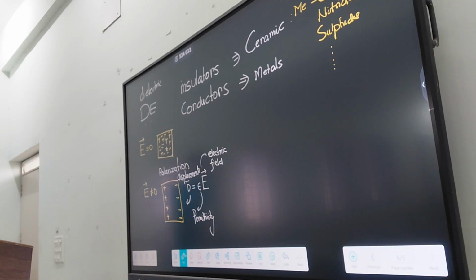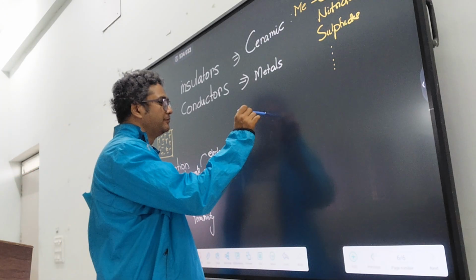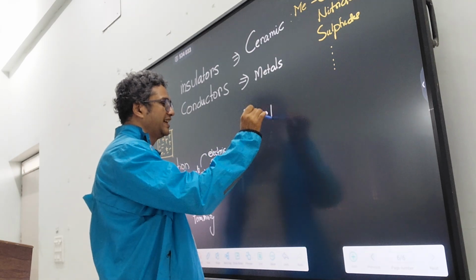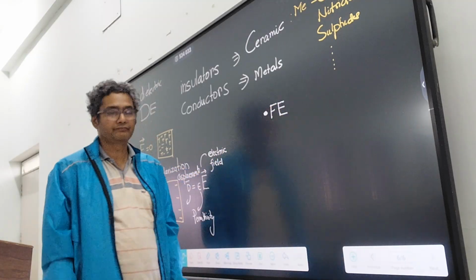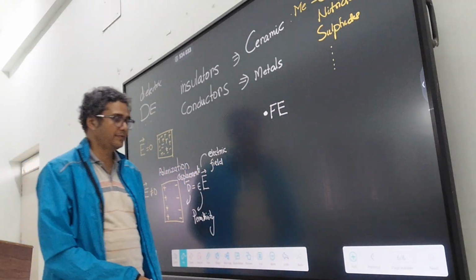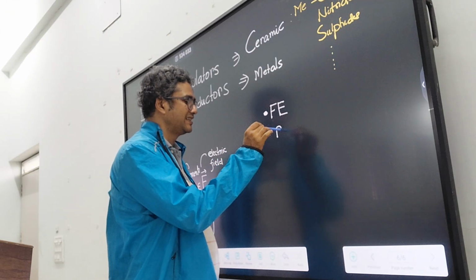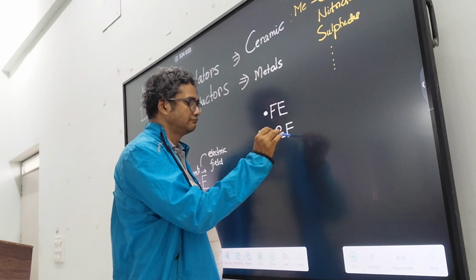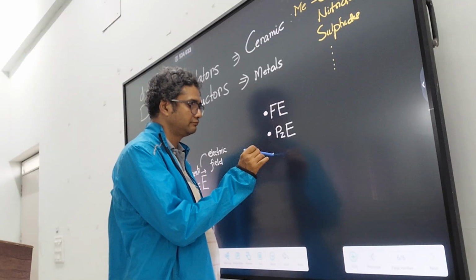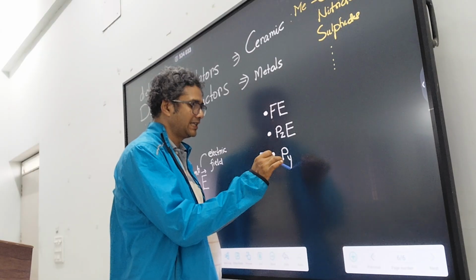अब, there are certain classifications of dielectric. What are those classifications? पहला classification तुम लोगों ने सुना होगा. It's called FE. First, let me write the symbols. P, Z, E. P, Y, E.